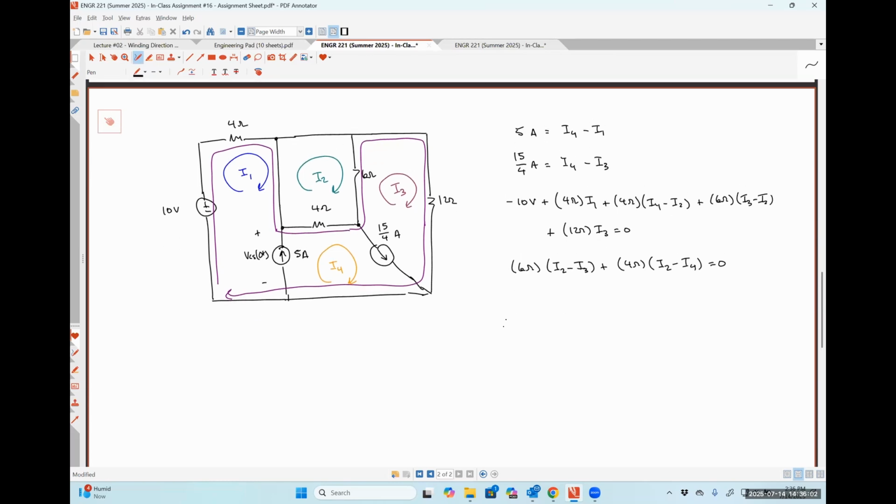Solving this system, I got I1 is negative 5/16 of an amp. I2 is positive 39/16 of an amp. I3 is 15/16 of an amp. That 5 looks like garbage. And I4 is 75/16 of an amp. So knowing those four mesh currents, can anybody tell me how we might solve for VCS at 0 plus?